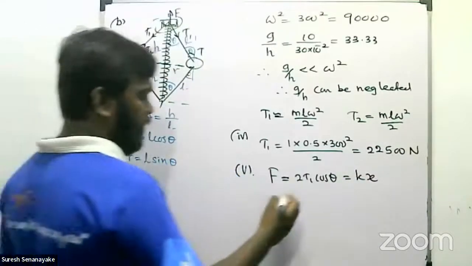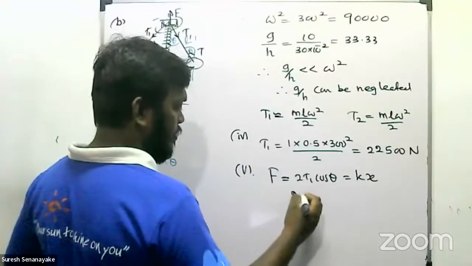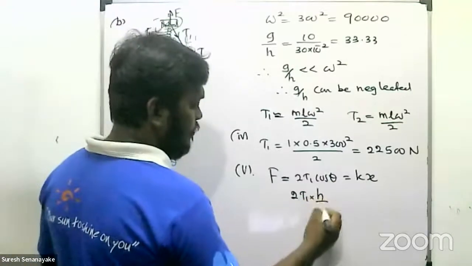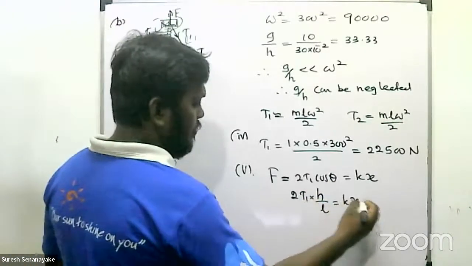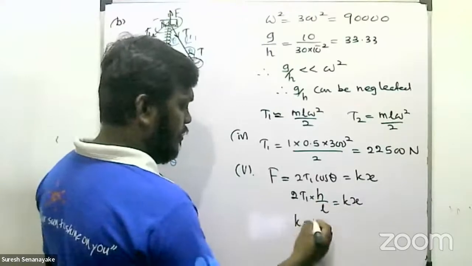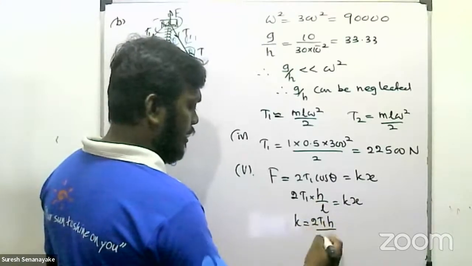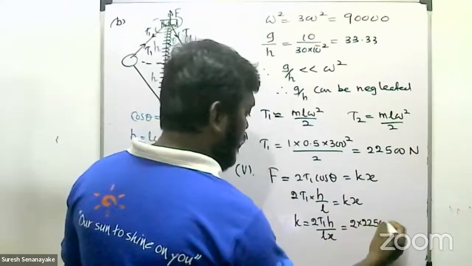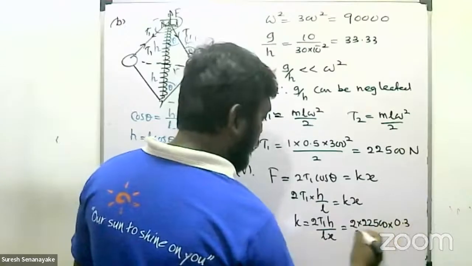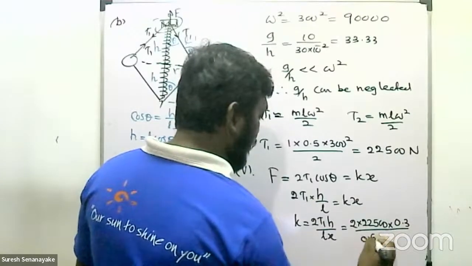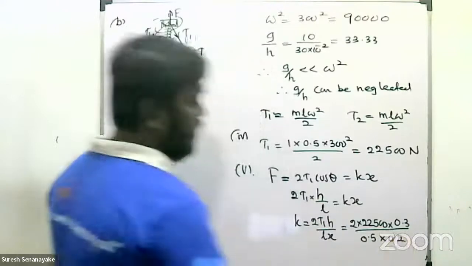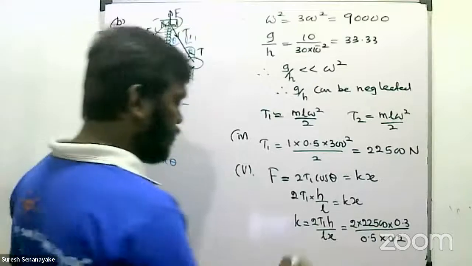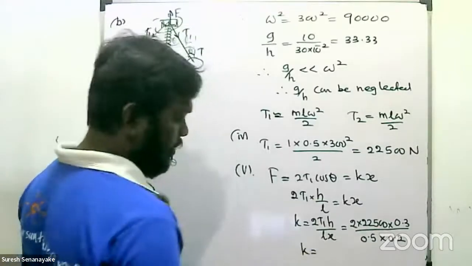The T is also calculated out. This is 2T1, and this cos theta is H over L. Then Kx, so K equals 2T1 H over Lx. T1 is 22,500, H is 0.3 and L is 0.5. X is 0.2, we are given the contraction. X means the contraction here. You can find the value of K then.